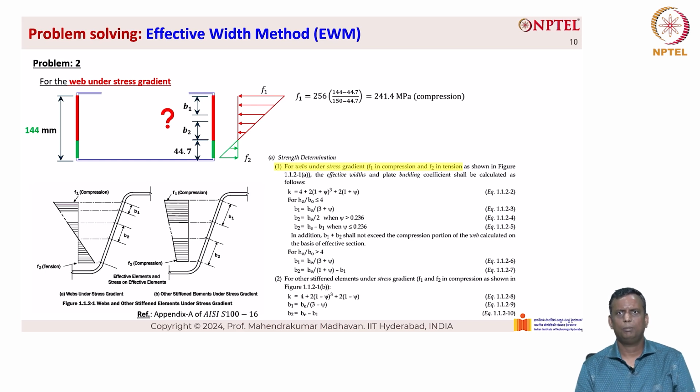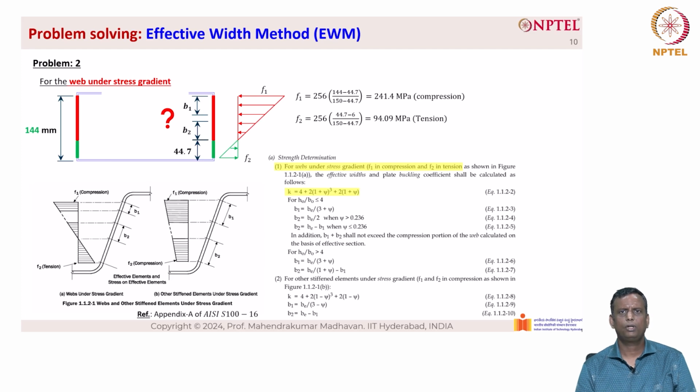F2 can also be found out from similar triangles here. 256 is the maximum stress that is going to take place. So F2 equals 256 into (44.7 minus 6) divided by (150 minus 44.7). Here also this 44.7 does not include the corner radius, so we are taking 256 that is inclusive of the corner radius. We are doing this linear variation and hence we get a value of 94.09 MPa. That is the tensile stress that is acting at the bottom.